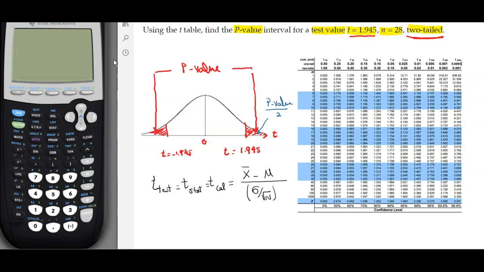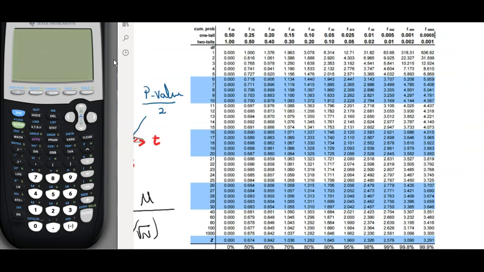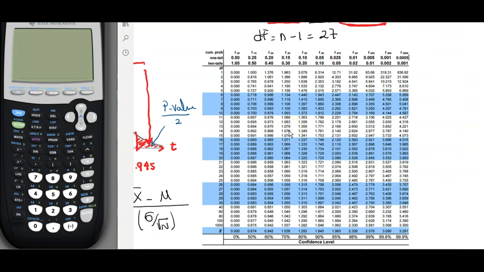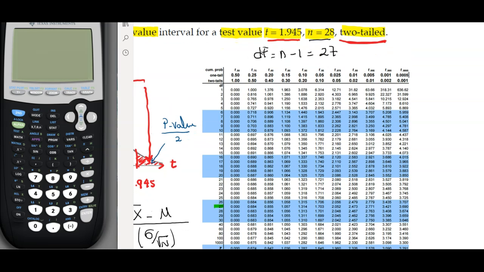All right, so now let's see what we are looking for. We are looking obviously for this value here, which is p value over 2, and I'm going to use the degree of freedom, which equals n minus 1, and that's going to be 27. So I'm going to zoom in into the table. All right, so I'm going to go to degree 27, and that's going to be right here. And then I'm going to look for the value that I'm given, which is 1.945.